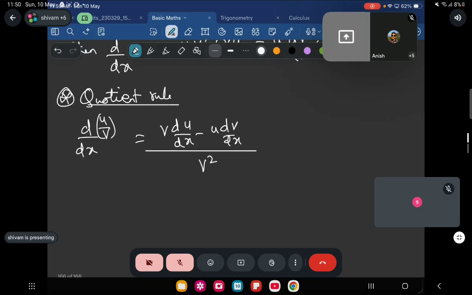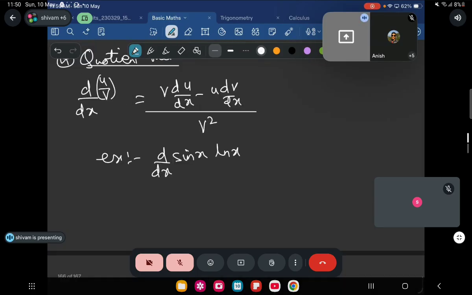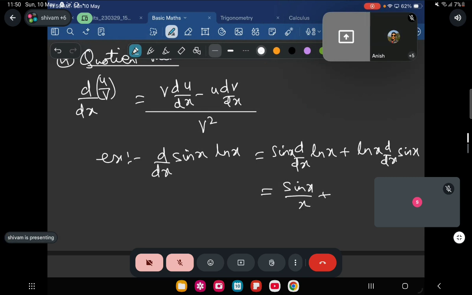Like for example, if you differentiate d by dx of sin x into ln x, this will become sin x into d by dx of ln x plus ln x into d by dx of sin x. This will become sin x by x plus ln x into cos x. Is it clear, everyone? d by dx of uv will be equal to uv dash plus vu dash, that is u dv by dx plus v du by dx.